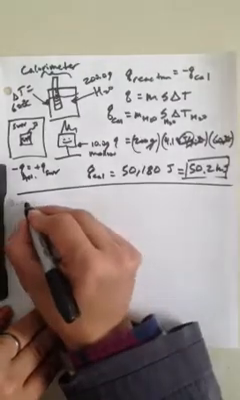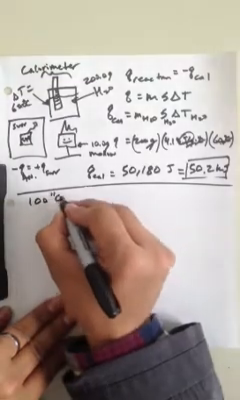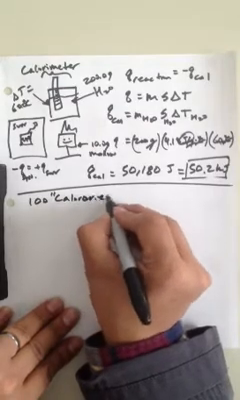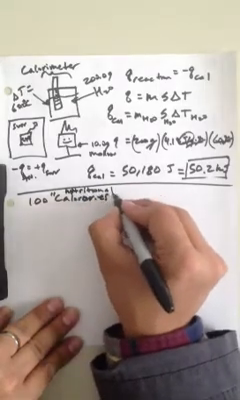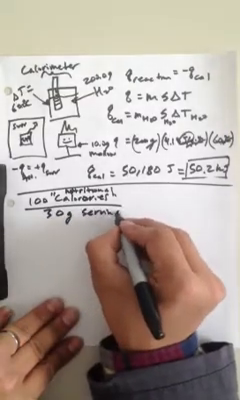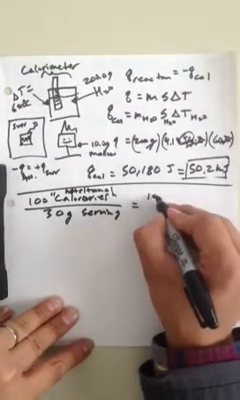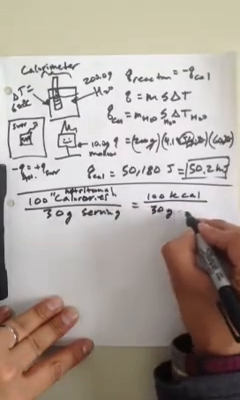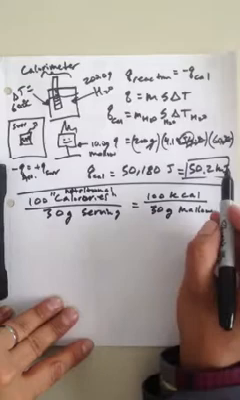And the package says that for every one, you get 100 nutritional calories, which is equal to a 30 gram serving. Just know that a nutritional calorie is actually a kilocalorie. So it's really saying there's 100 kilocalories for every 30 grams of marshmallow. Okay? So let's see if we can compare this guy to this.